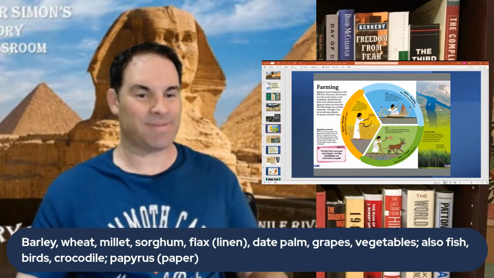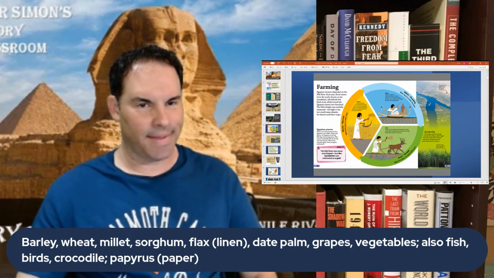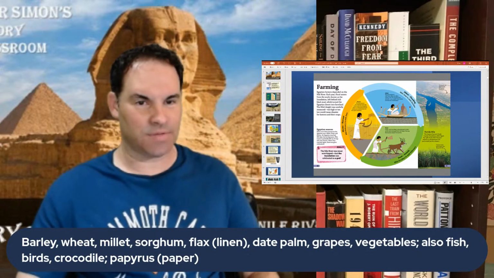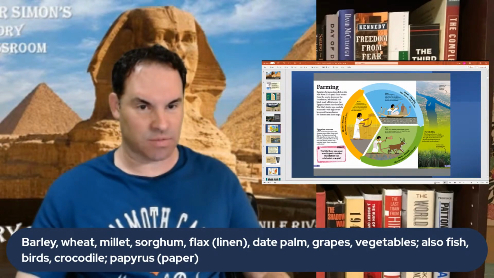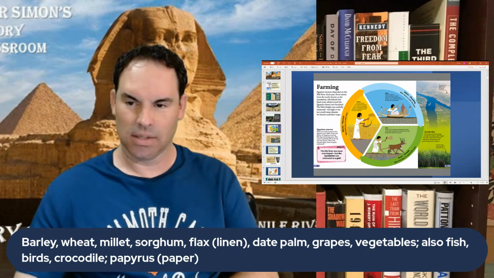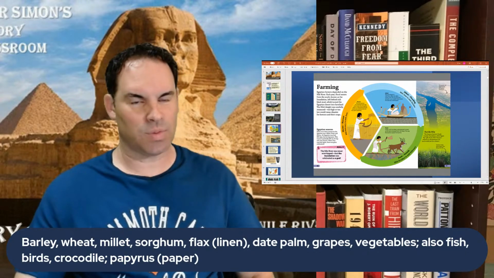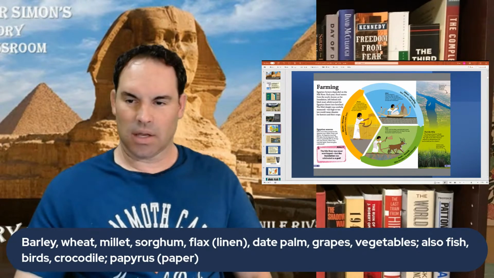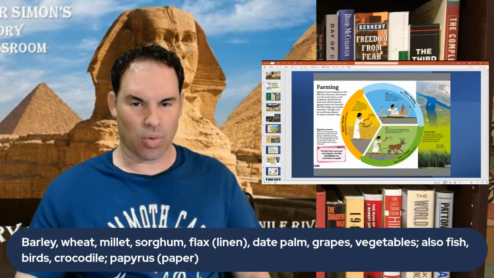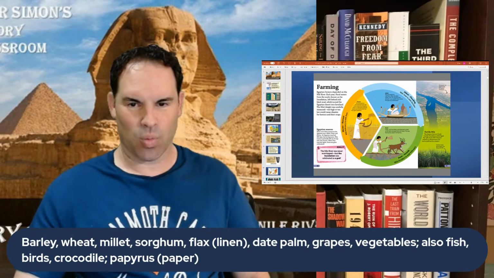These are the kind of crops they grew: barley, wheat, millet, sorghum, flax, which they used to make linen out of. In ancient times, people wore linen cloth first. Well, they used other things like cotton and so on, at least in the West, the most. Date palm, of course, was used as well, like the palm trees. Grapes were grown. Different kinds of vegetables were grown as well.